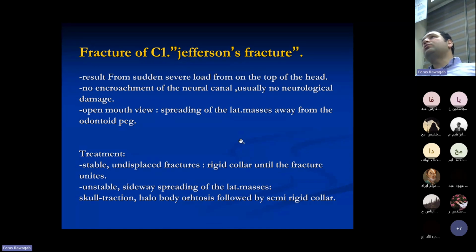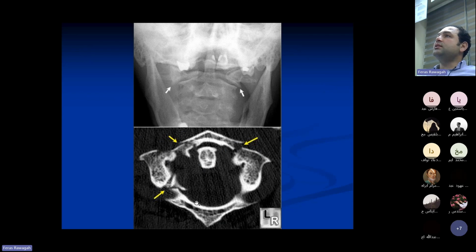Types of fracture, we will start with the Jefferson fracture. This is C1 fracture, C1 ring fracture. This results from axial loading of the C1 ring. This will result in fracture as you see here. And actually there is a ligament which connects the right and the left lateral masses of the C1 together. This is the transverse atlantal ligament. This ligament prevents the odontoid process from going back to the medulla oblongata. At the same time, it connects the right and the left lateral masses of the C1.